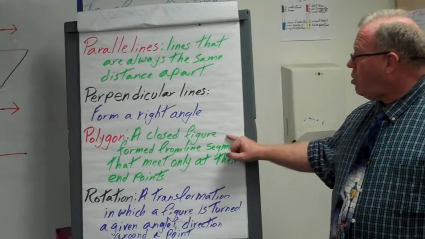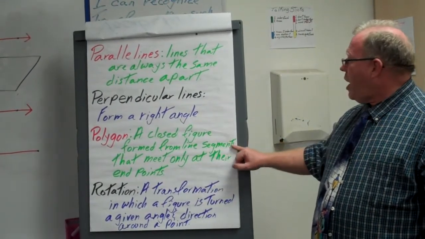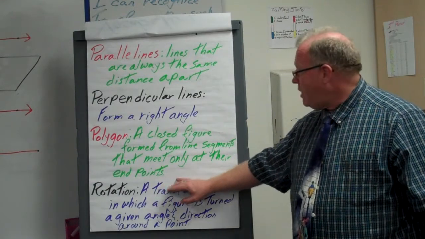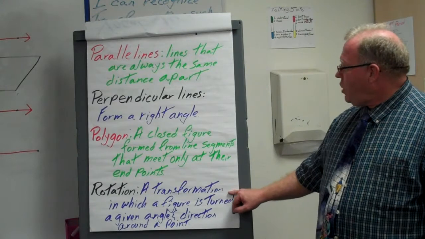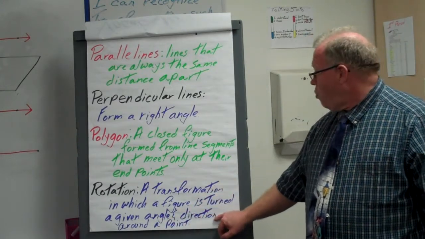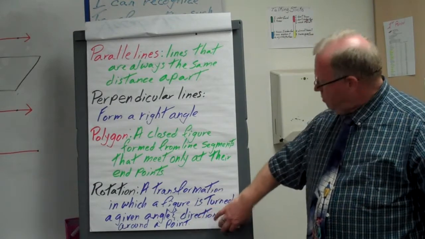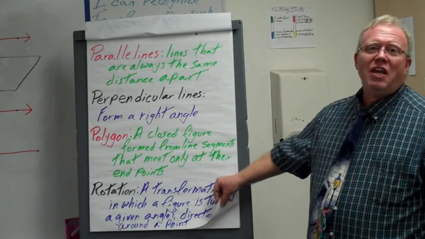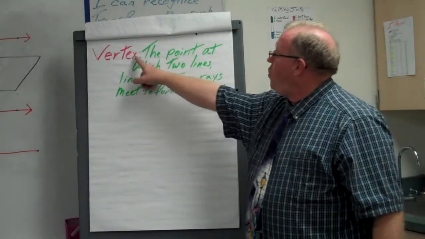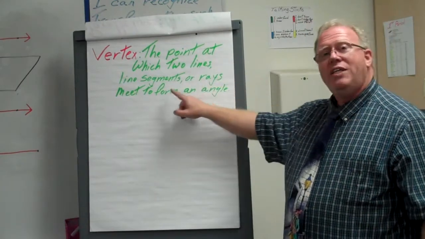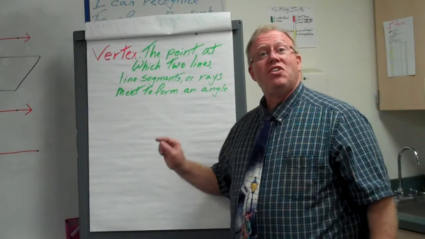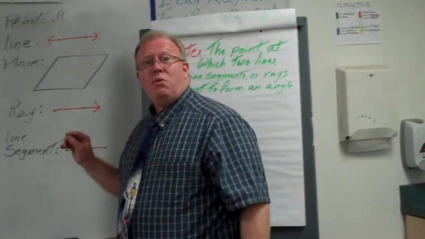A polygon is a closed figure formed from line segments that meet only at their endpoints. Again, there's that endpoints. We're going to come back to that. Rotation, a transformation in which a figure is turned a given angle and direction around a particular point. Okay? Hopefully you're getting this. If not, stop the video, go back, and take some more notes. Vertex, the point at which two line segments or rays meet to form an angle. Okay, now let's look at some of those examples and see exactly what they are.